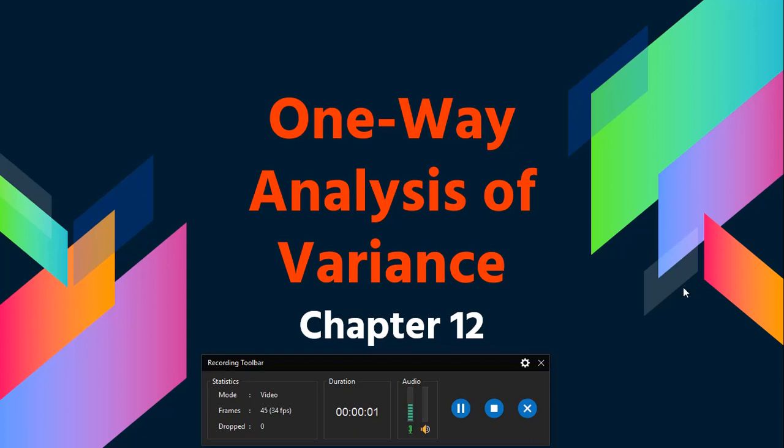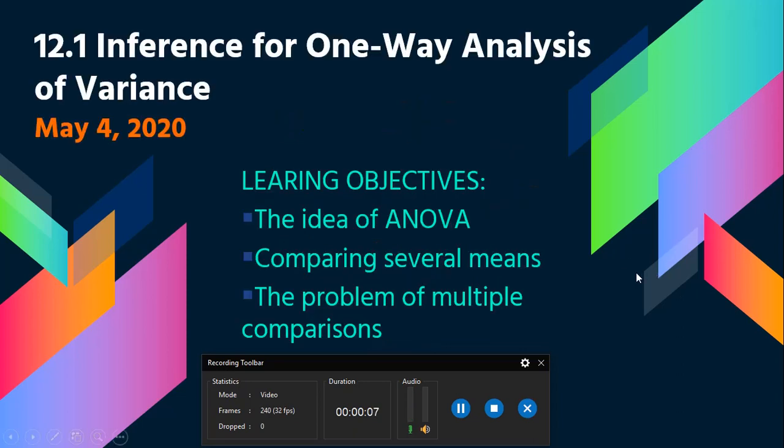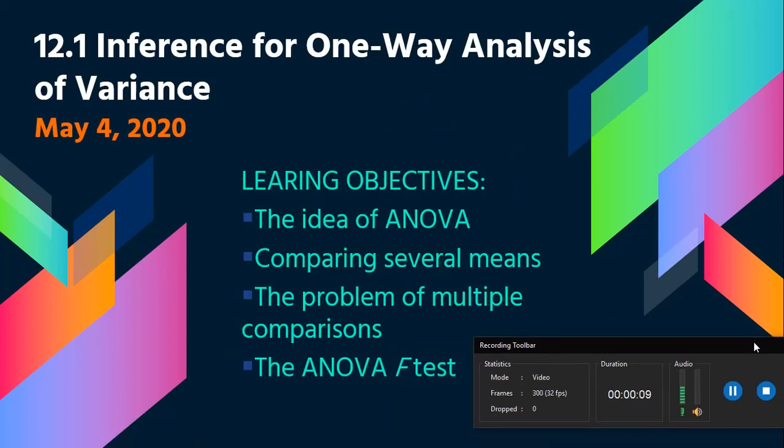Our last topic in stats is chapter 12, which is one-way analysis of variance. In this chapter, we're going to examine the idea behind ANOVA. We're going to compare several means. We're going to look at the problems associated with comparing several means, and we're going to re-examine the ANOVA F test. So again, this is section 12.1, inference for one-way analysis of variance, and it's May 4th.